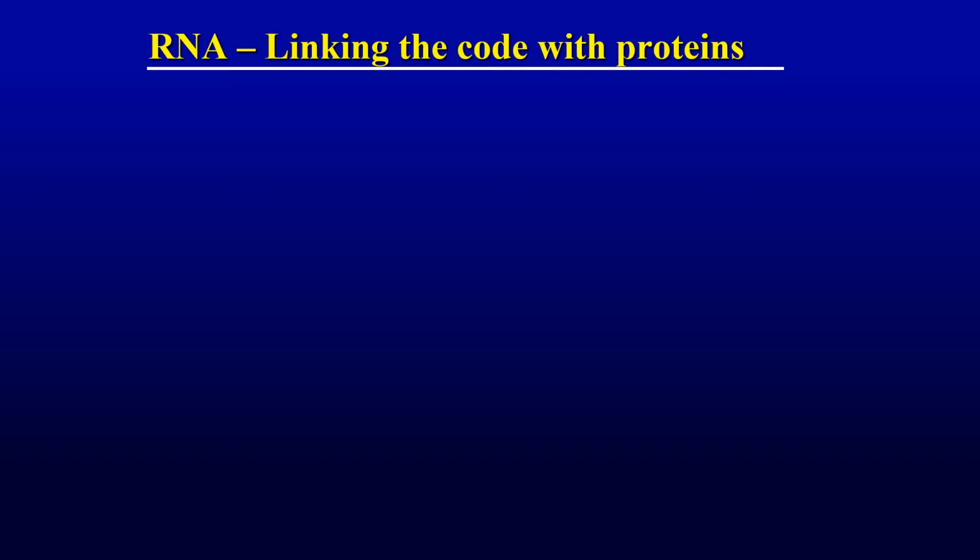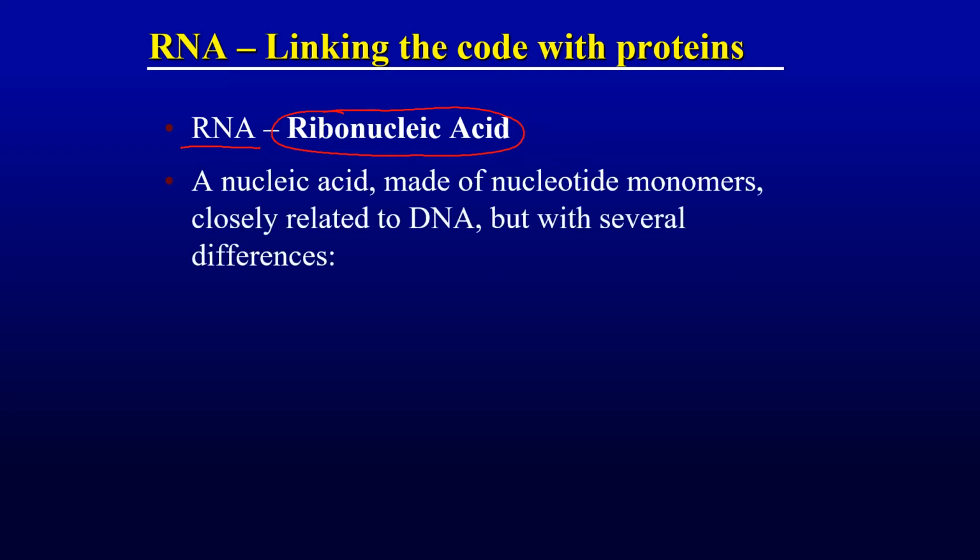Okay, so let's have a look at some of the molecular players in the journey from gene to protein. One very important group of molecules is RNA, and that stands for ribonucleic acid. So it is a nucleic acid, which means it's made of nucleotide monomers, and it's a very close relative to DNA, but with several key differences. So let's have a look at those differences.